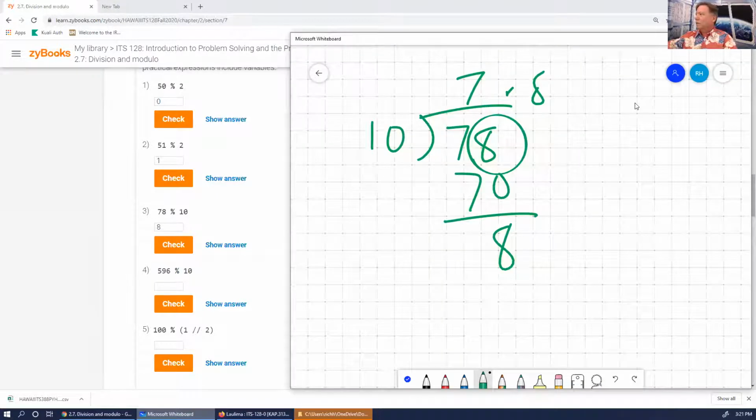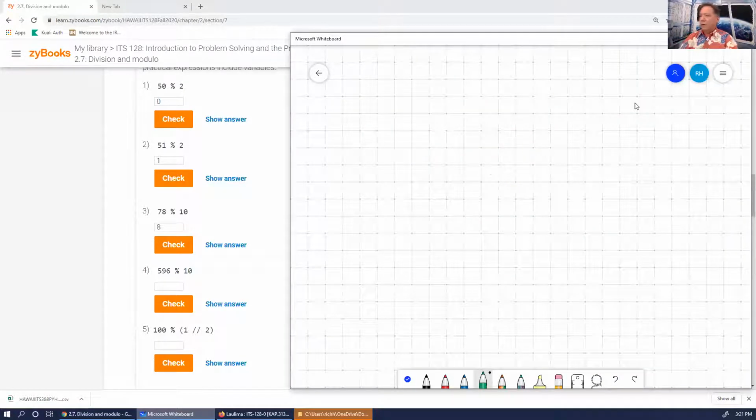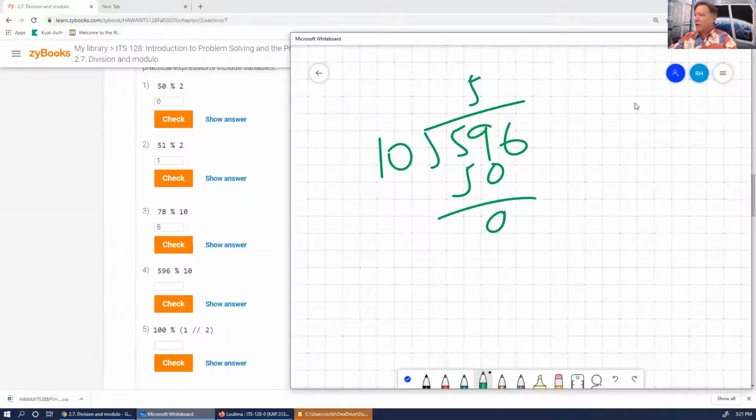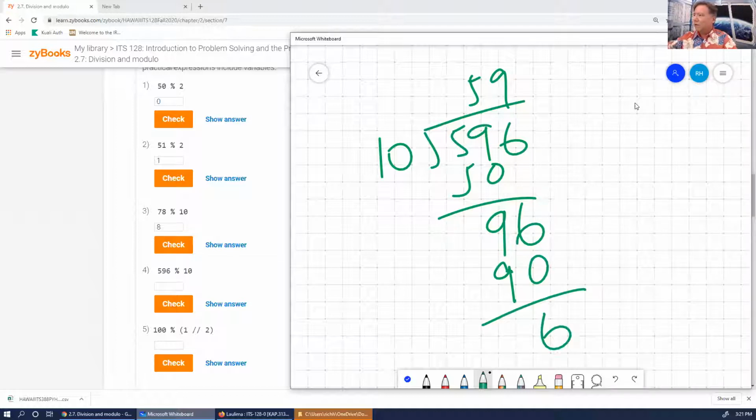I'll do this. You have 596 divided by 10. 50 is 5, 50, 9, bring down the 6, and it's 90, it's 9. 9 times 10 is 90. Remainder of 6. So lo and behold, it's that lowest order digit again. So it's 6.